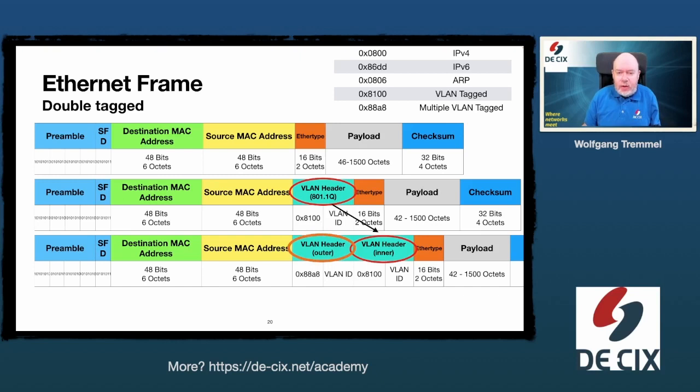The Ether type of 8100 stays with the inner tag, and the outer tag, the outer one which is seen first, gets another Ether type, 88A8. So this is how it works, and they are processed only one after the other. So if a device receives the frame, it always only sees the outer tag.